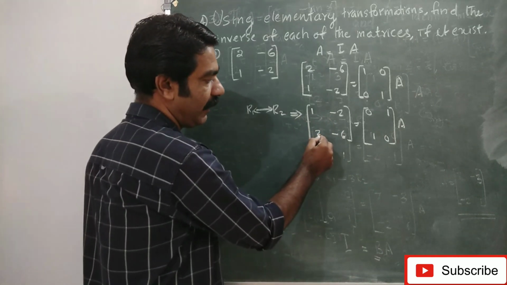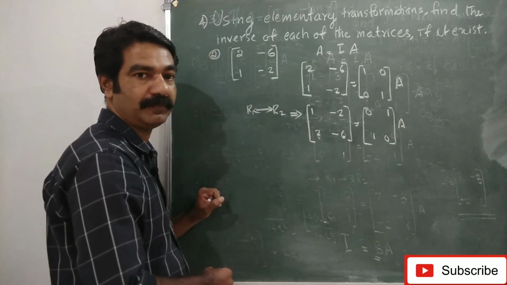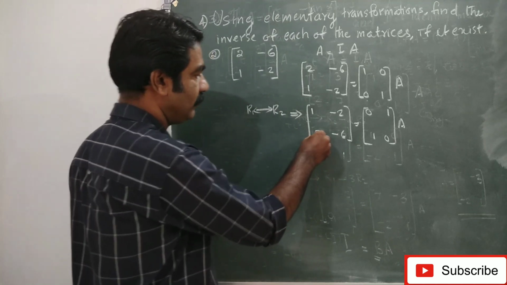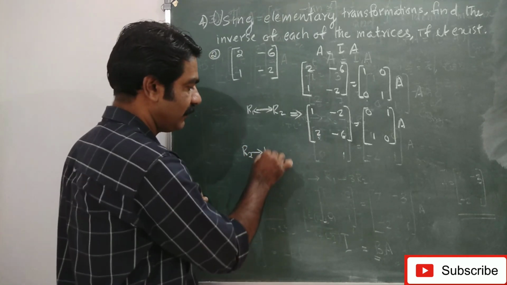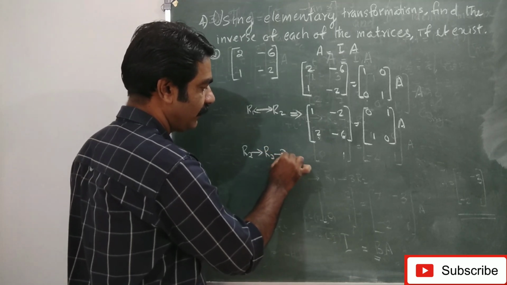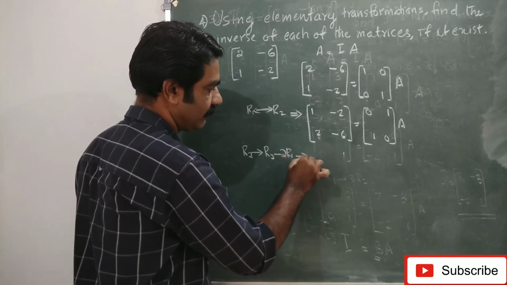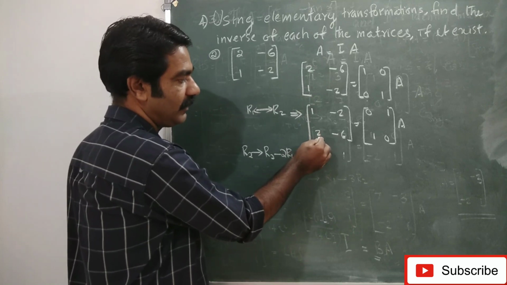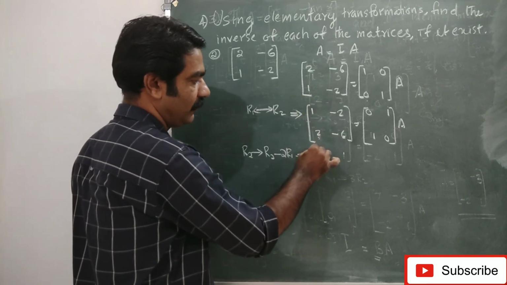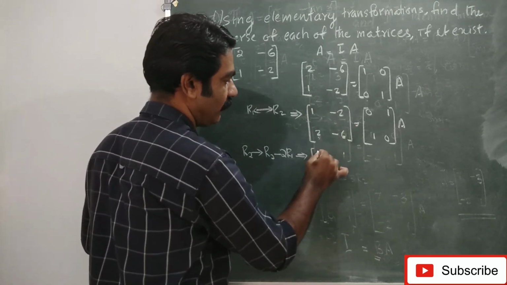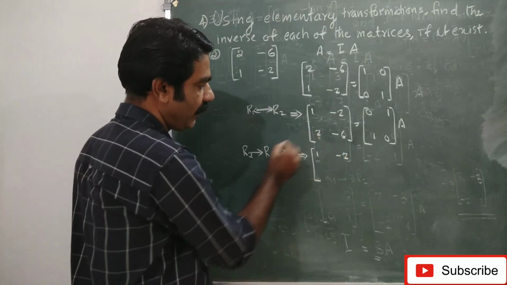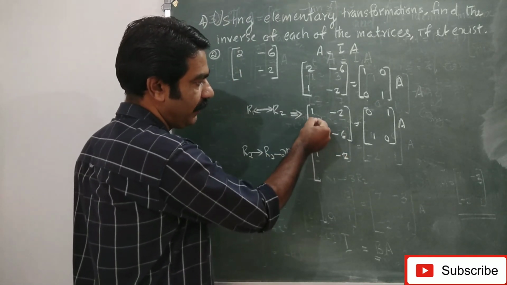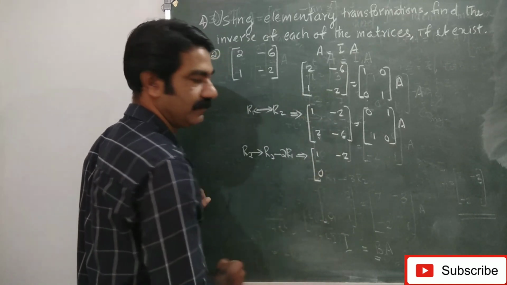Now you got here this element, we have to change into 0. So what operation will change it now? We are changing R2. R2 changes to R2 minus 2R1. So this becomes, first row will not change, 1 and minus 2. R2 minus 2R1: 2 minus 2 into 1 becomes 0.